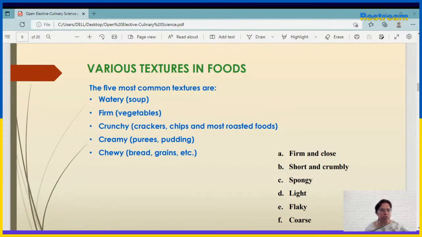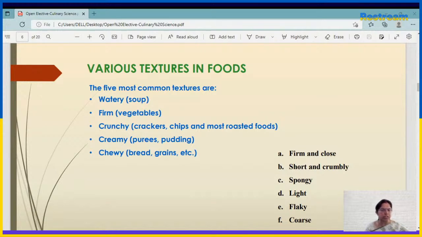Now, which ones are firm and close? One is biscuits or short pastries. Raising agents are used while preparing these, but they do not make the product very light or brittle. Then short and crumbly, that is like tarts. So fats are included in this. Whenever you call it short, usually fats are included, and they are used in biscuits.